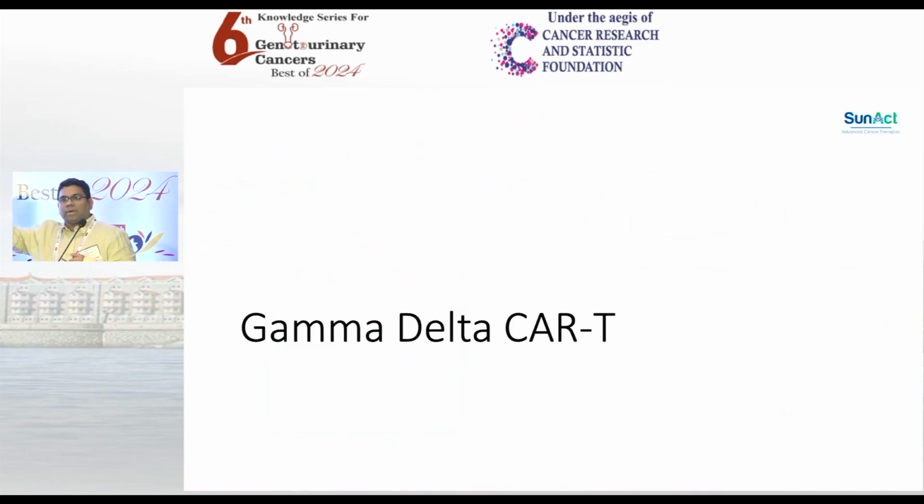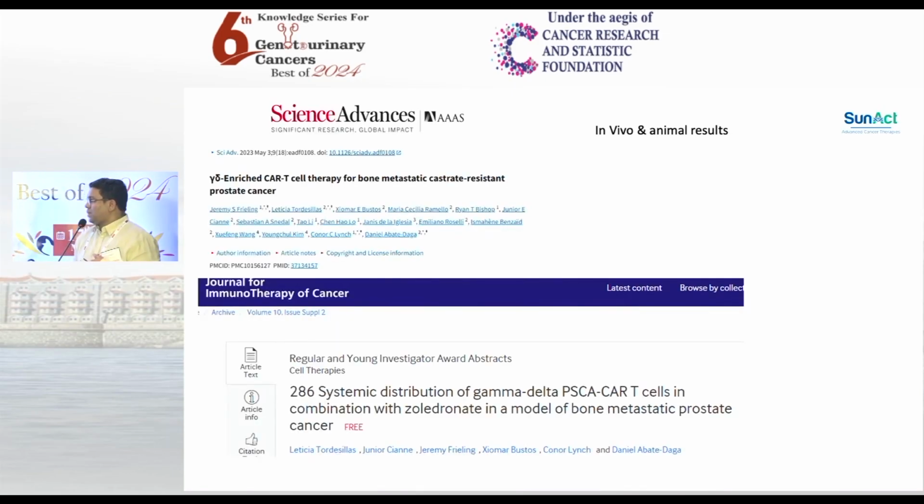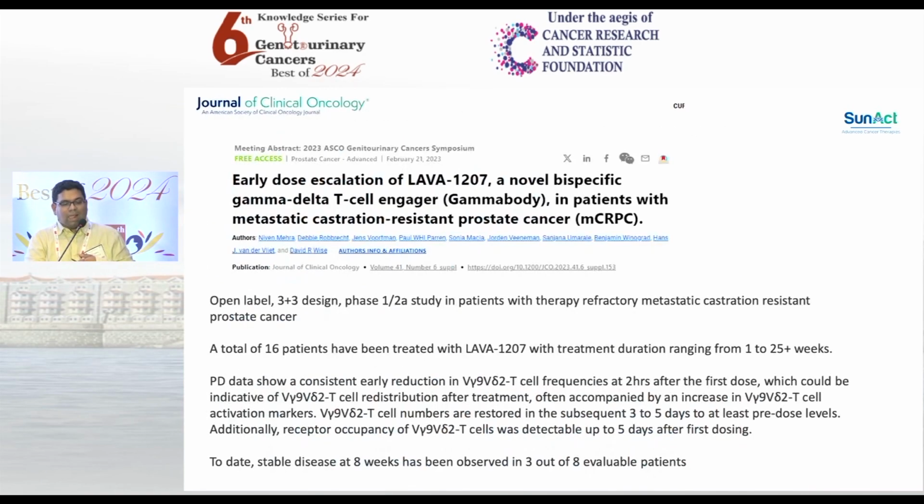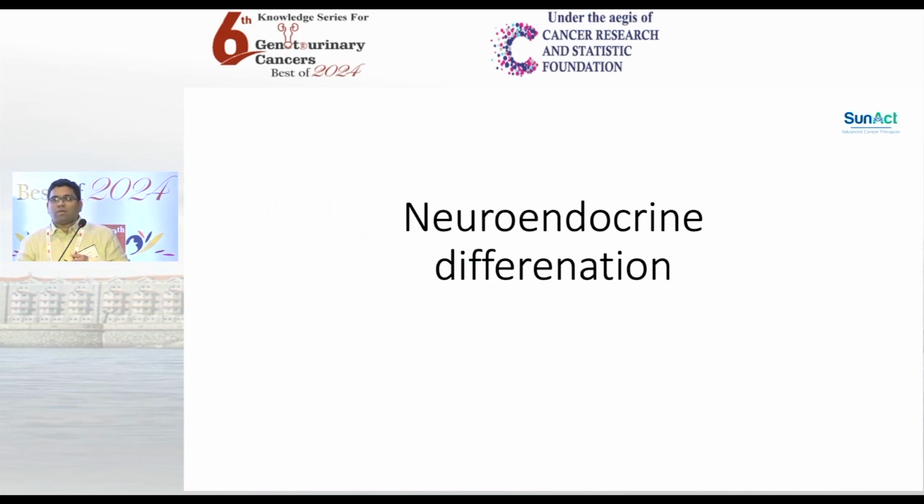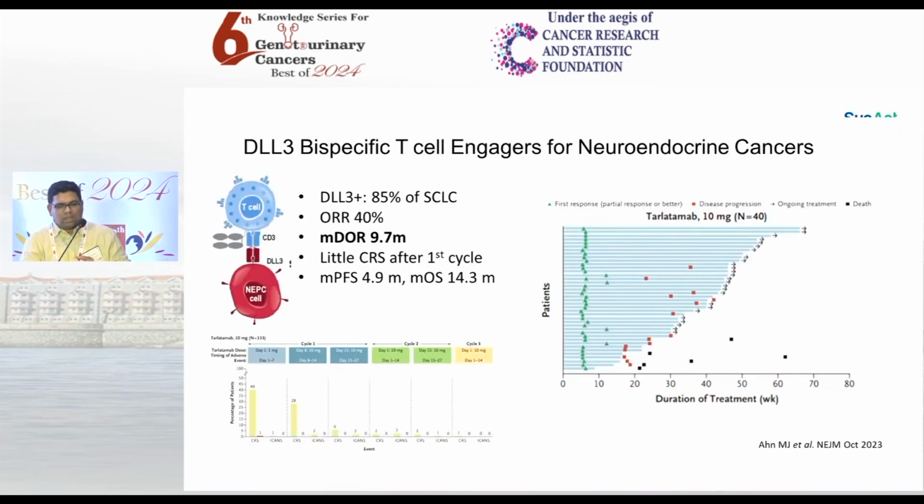Now, that was gamma delta adoptive T cell. What if you make a CAR T out of gamma delta? This has actually been studied for PSCA CAR T, in which this would be an allogeneic CAR T made from gamma delta, and it has started showing a good response rate and is undergoing phase 1 testing at present. Now, in prostate cancer, we all face neuroendocrine differentiation, which we have started seeing. Now, this is DLL3 BiTE, and this is data for neuroendocrine tumor.